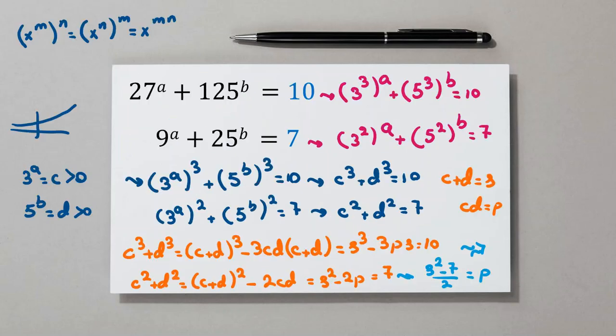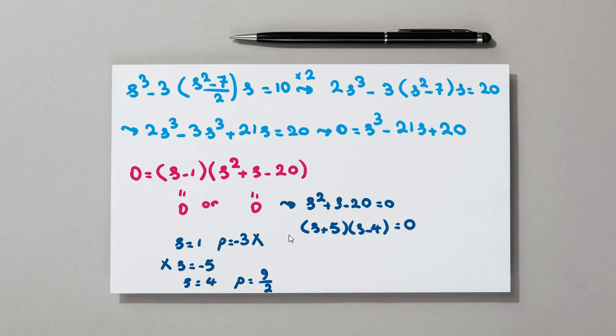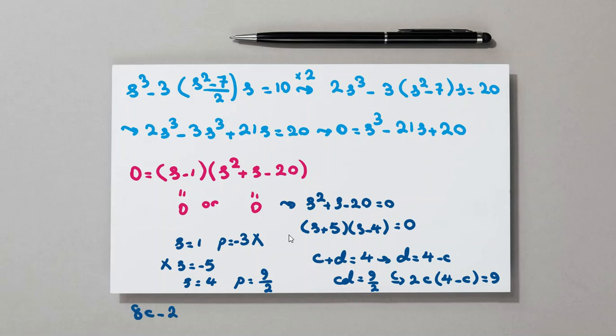c and d here, we said s is c plus d, p is cd. So let's check. c plus d is s, which is 4, and cd is 9 over 2. You can say d is 4 minus c, and if you replace it here and multiply by 2, 2cd, instead of d we write 4 minus c, equals 9. So it will be what? 2c times 4 is 8c minus 2c squared equals 9. We take all things to the right-hand side. 2c squared minus 8c plus 9 equals 0.